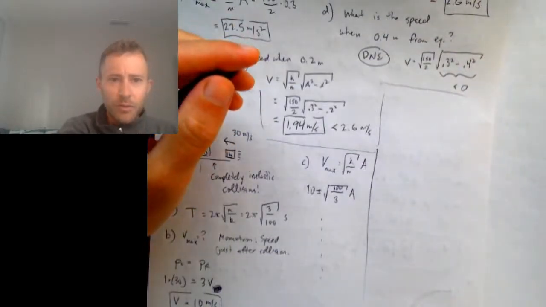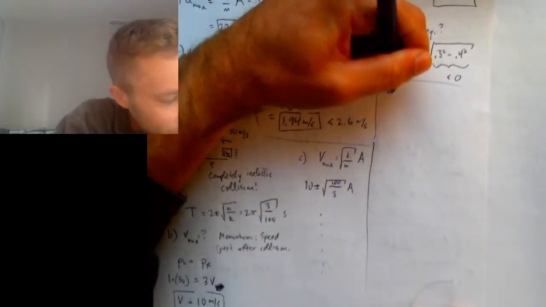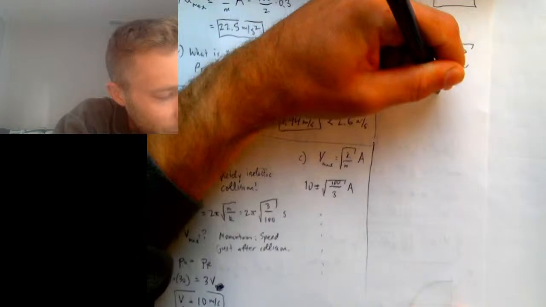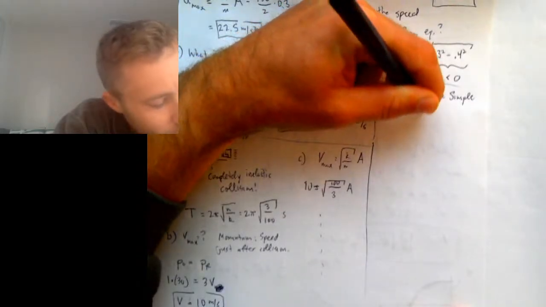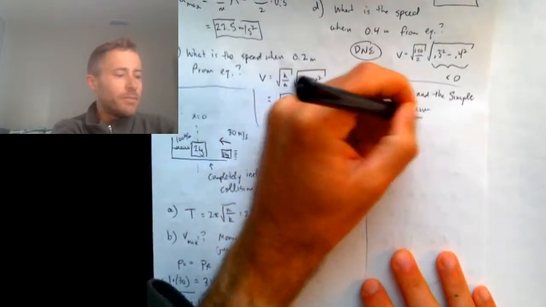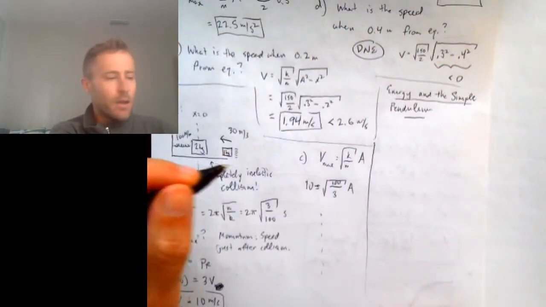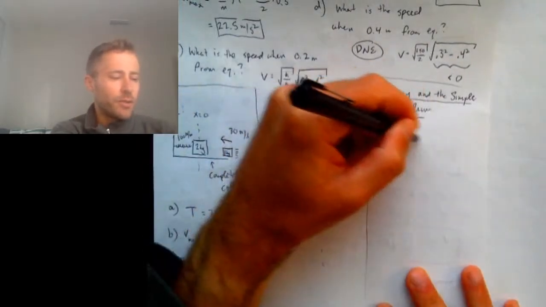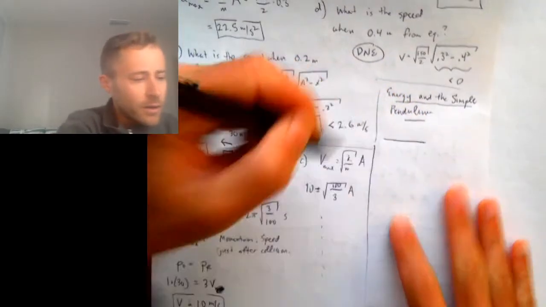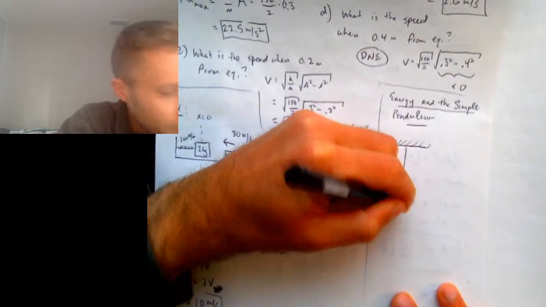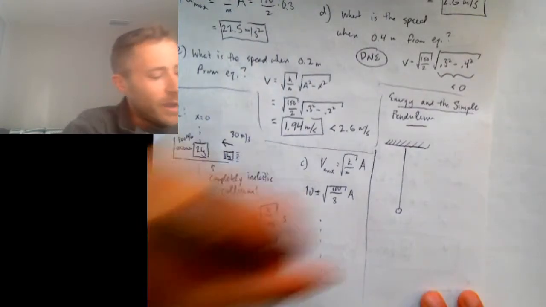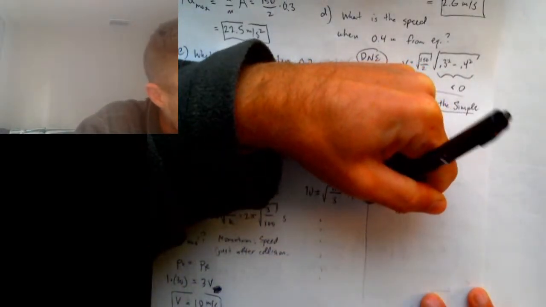Just really briefly, since I'm almost done here, I wanted to talk about energy and the simple pendulum. Okay. Energy and the simple pendulum. So if we think about a simple pendulum, here's the ceiling, and we have the pendulum bob. Because the string is of a fixed length, the pendulum is going to go in a circular arc.